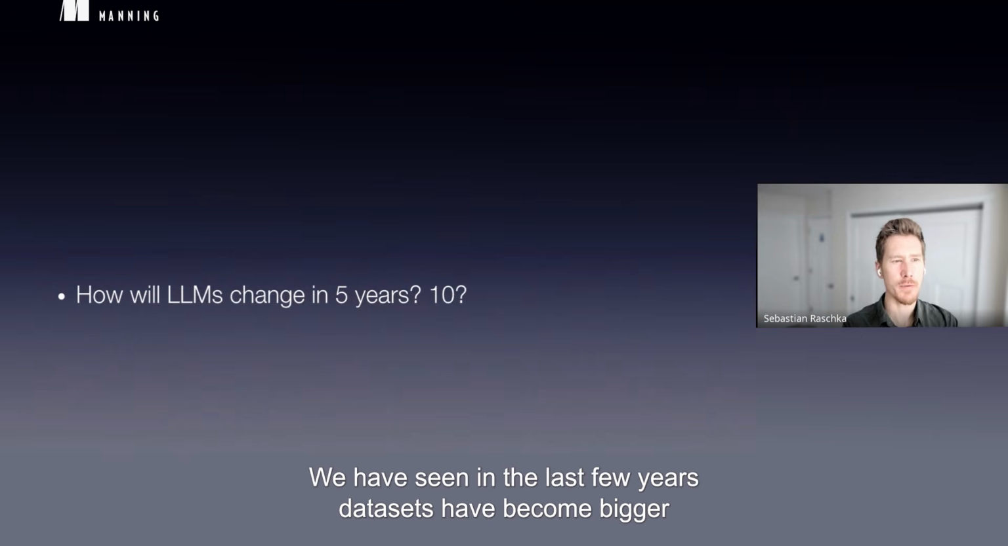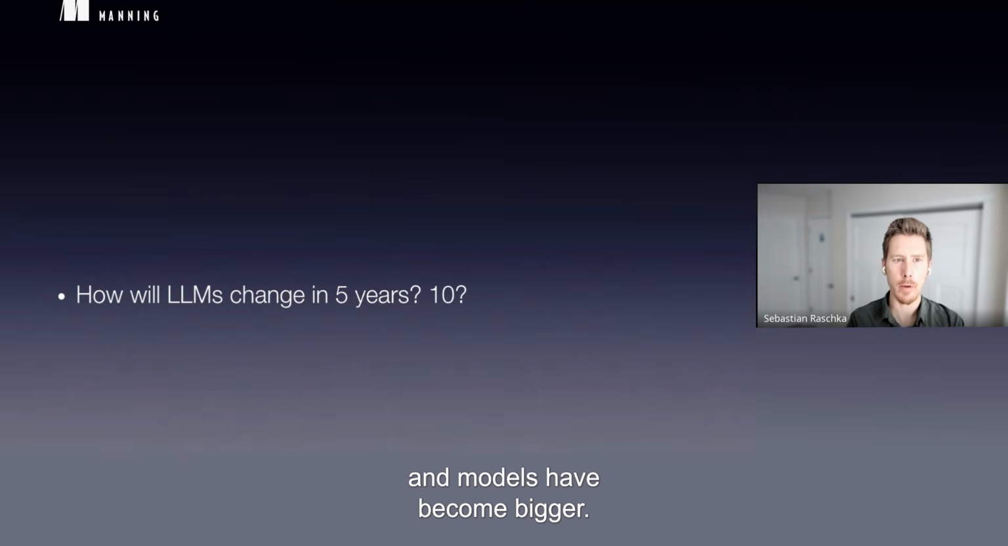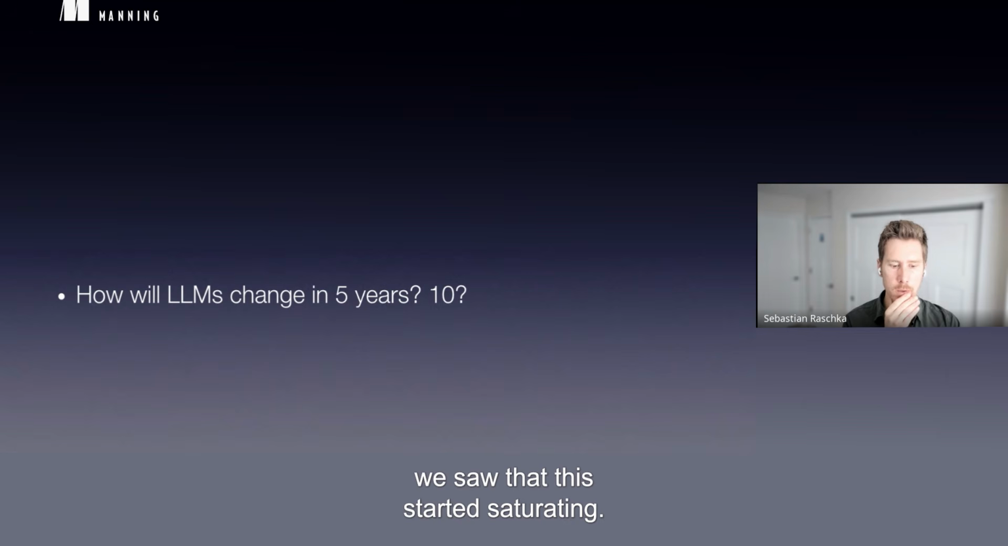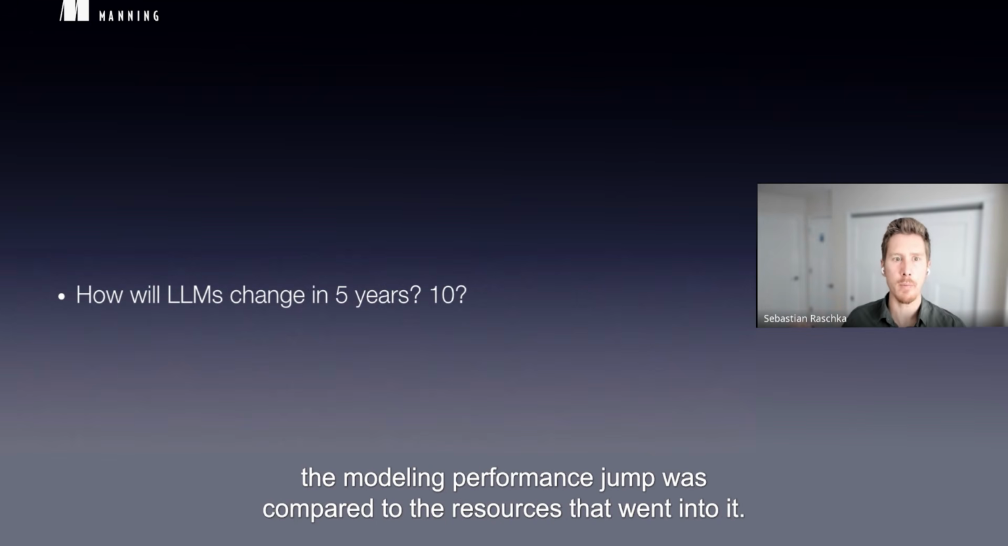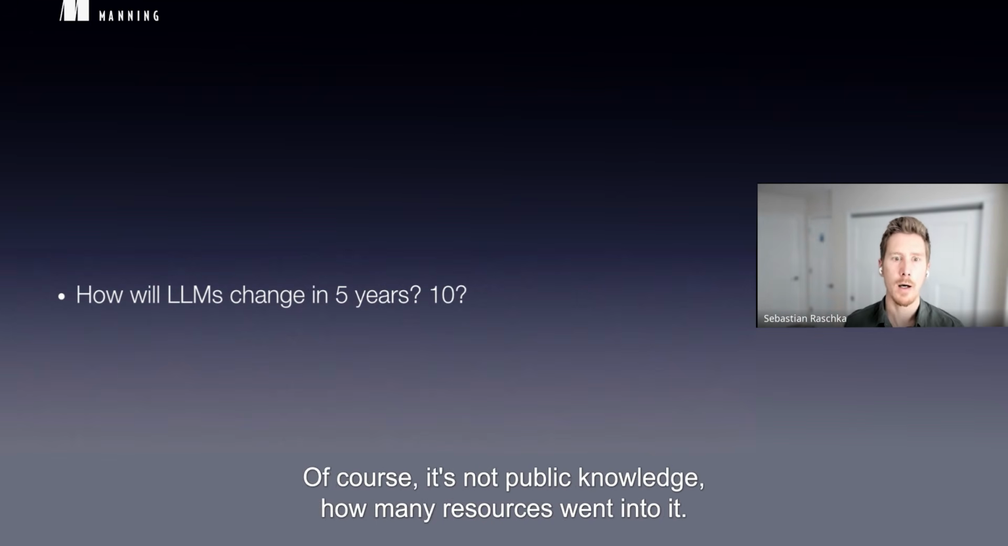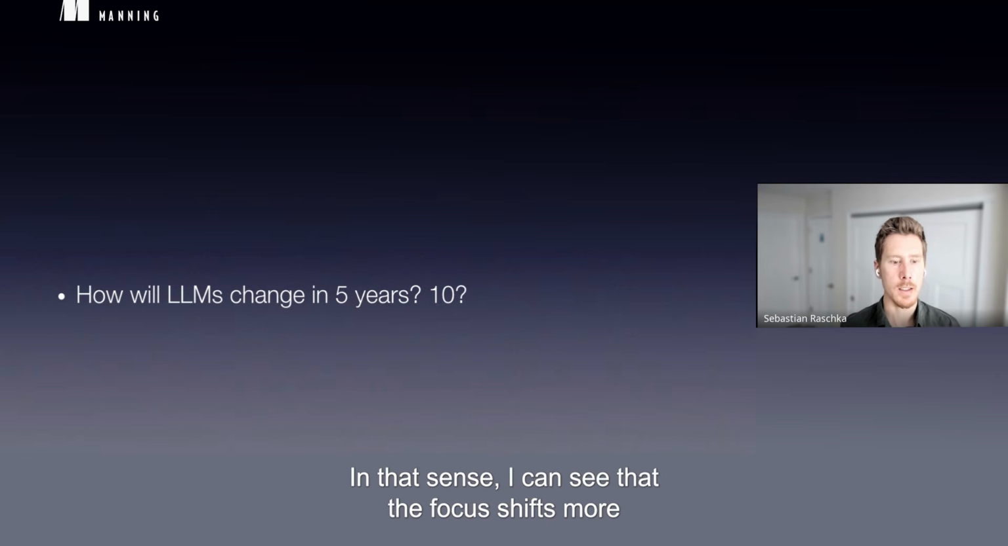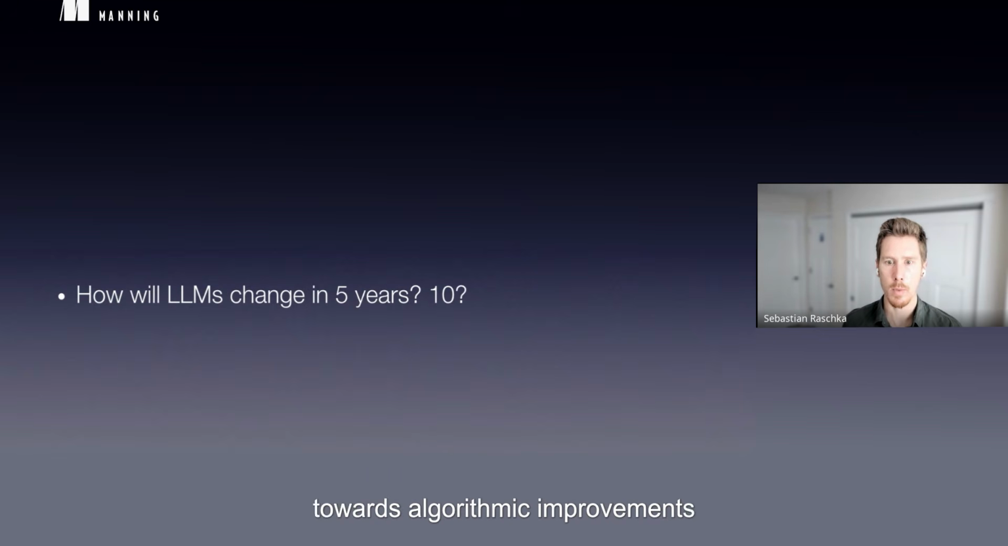Yeah. We have seen in the last few years, datasets became bigger and models became bigger. But then with the release of GPT 4.5, we saw that this started saturating. GPT 4.5 is great, but I think there were diminishing returns in terms of how the modeling performance jump compared to the resources that went into it. Of course, it's not public knowledge how many resources went into it. In that sense, I can see that the focus shifts more towards algorithmic improvements rather than scale improvements.